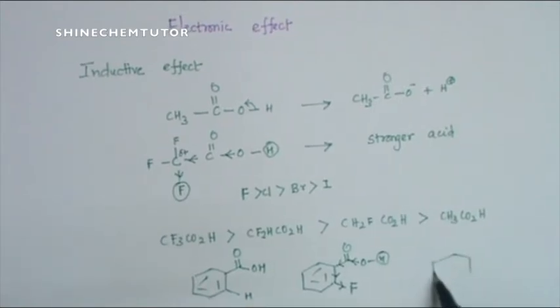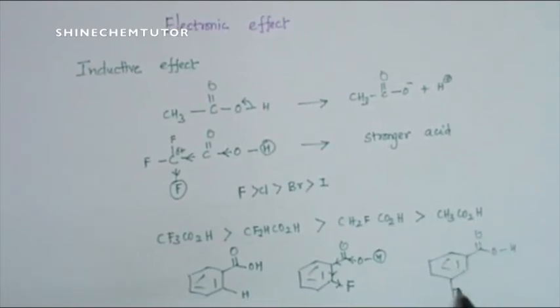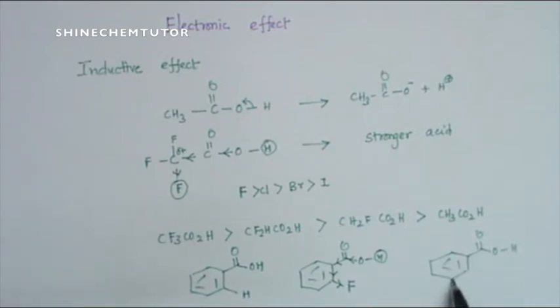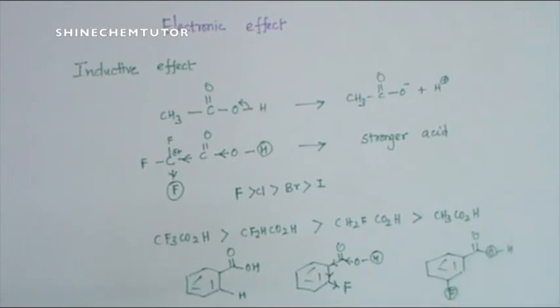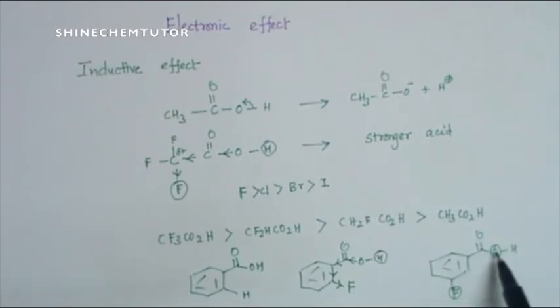Suppose if I go for 3-fluorobenzoic acid. Here also I have fluorine atom, but the position is on third carbon. The distance between the fluorine atom, that is more electronegative atom, and the oxygen is increasing. When the distance increases, the effect will be less. It cannot pull the electron from oxygen that much easily compared to this. Because of that, the acidity of this will be somewhat lesser than 2-fluorobenzoic acid.